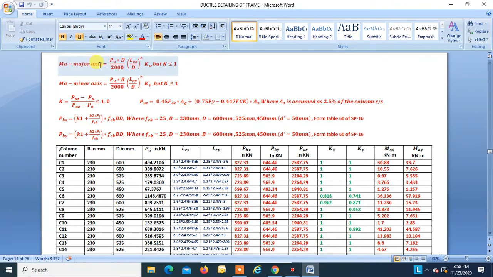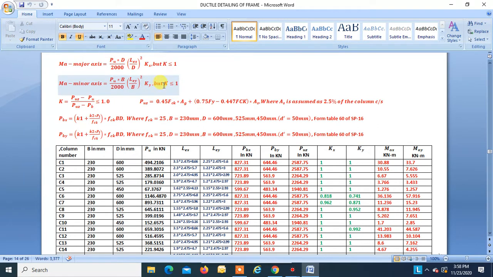Additional moment about major axis: in this you have to take LEX and D, right? And this is KX. K has to be less than or equal to 1, it cannot be greater than 1, right? MA, the additional moment about minor axis, is given by this formula. Here you have to take LEY and B, right? Over here you have to take KY, and K has to be less than or equal to 1.